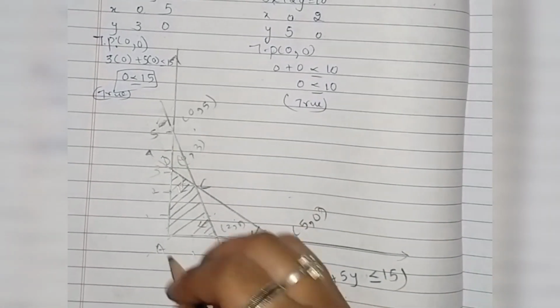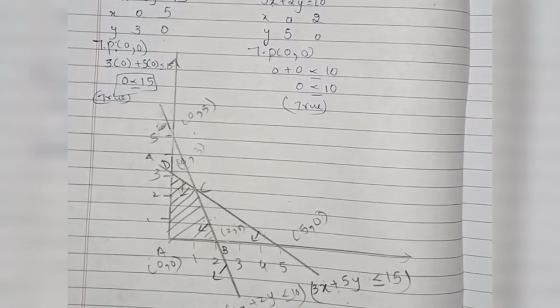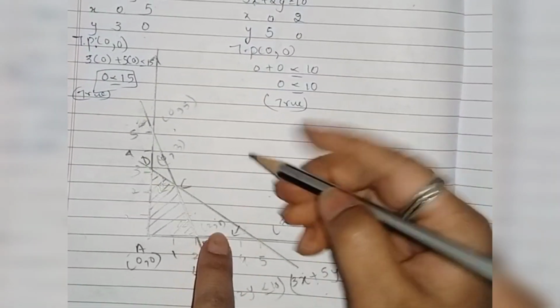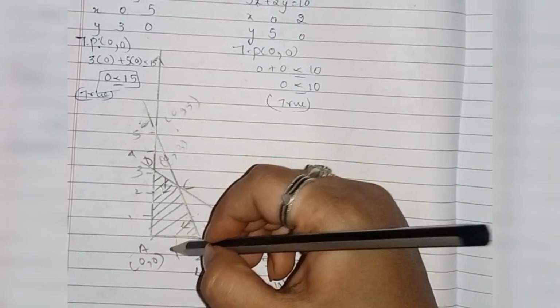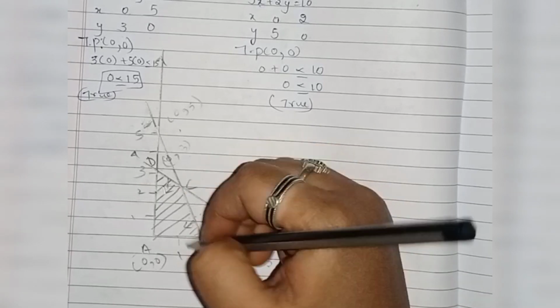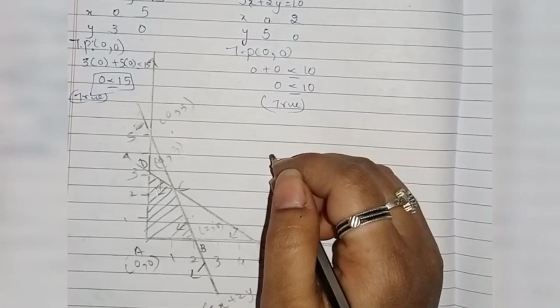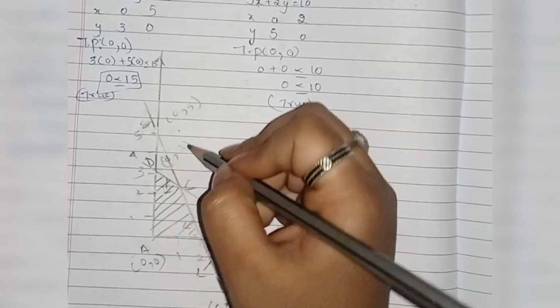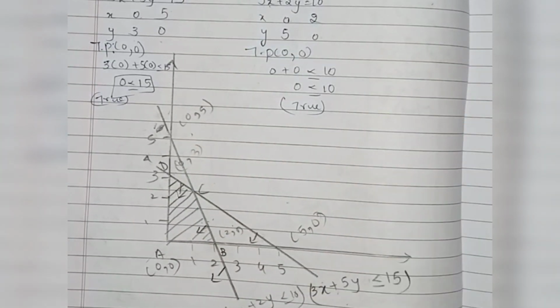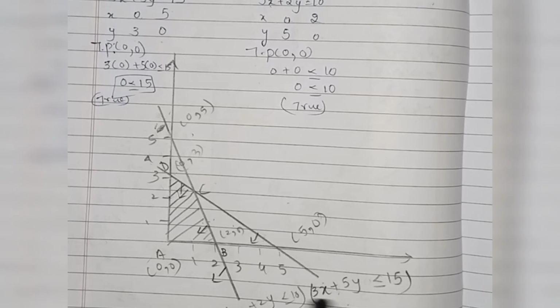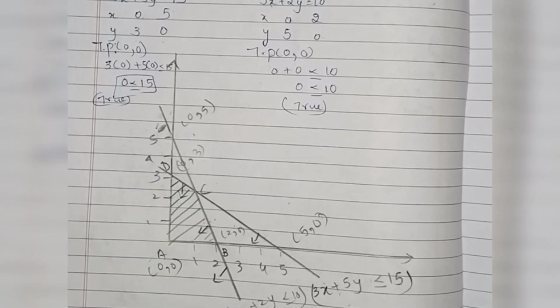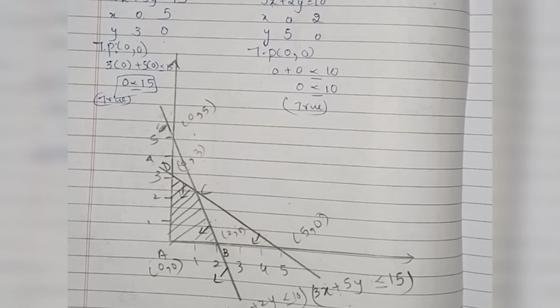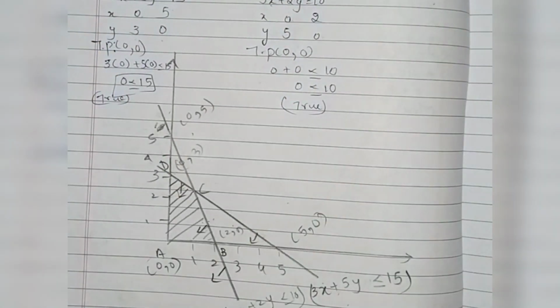Okay, so feasible point A is (0, 0), and B is (2, 0). C will be somewhere here, like (1, 2) something like that. And D is (0, 3). Now we have to find the value of C. To find it, we have to solve both equations.